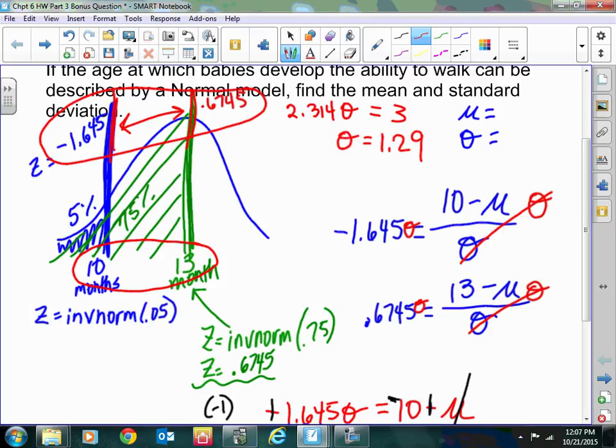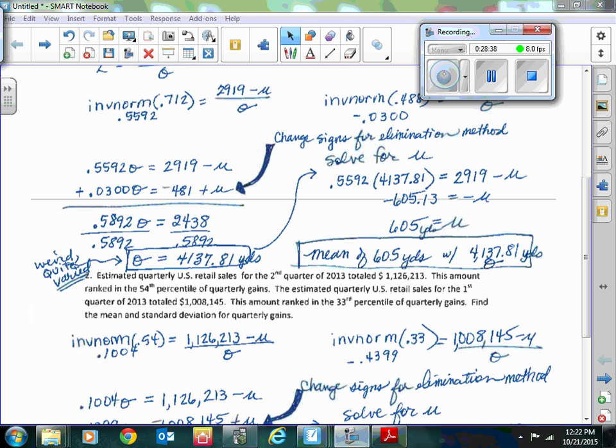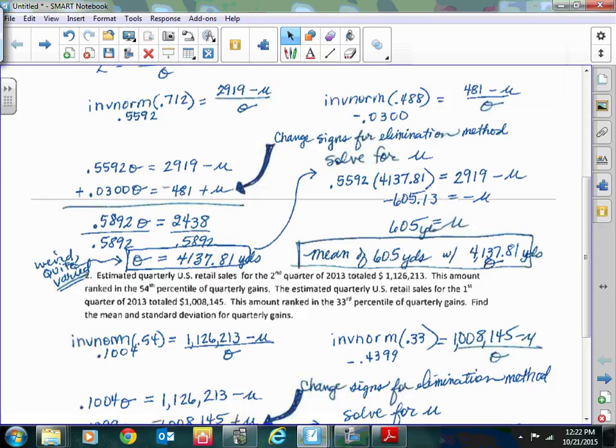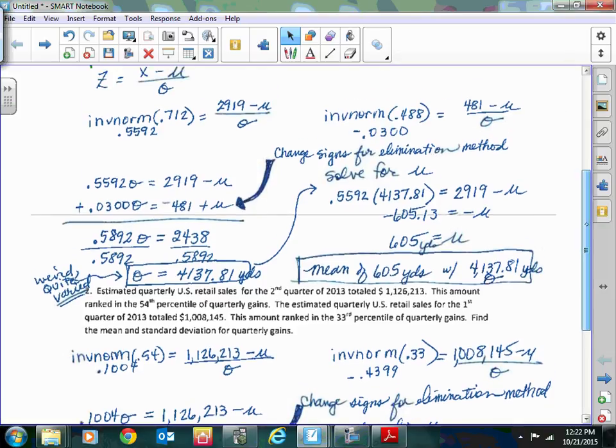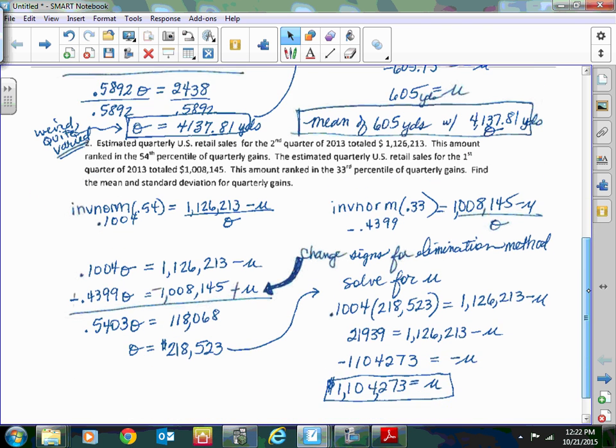All right, so whichever way you choose, work those two problems about Peyton Manning and the U.S. retail sales now. Let me go ahead and let you check that. Okay, so if you were getting numbers that were a little bit off from me, that's fine. You rounded to something different.